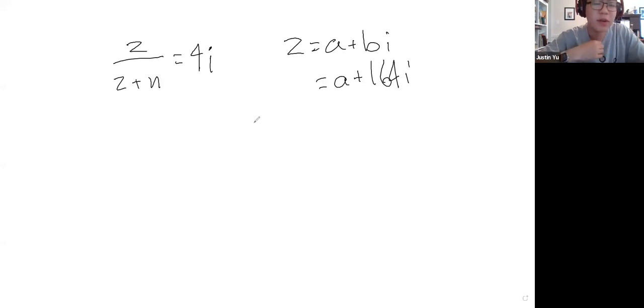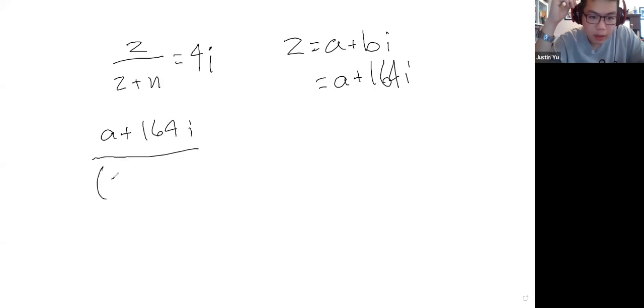b is 164. I saw a couple of answers saying that z was equal to n plus 164i. However, this is dangerous because n is defined entirely differently in this problem, and we don't know that there is a correlation yet. So we're going to have to stick with a for now. So what do we have? a plus 164i over a plus n, 164i, and this is equal to 4i.